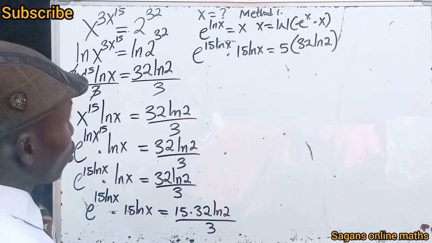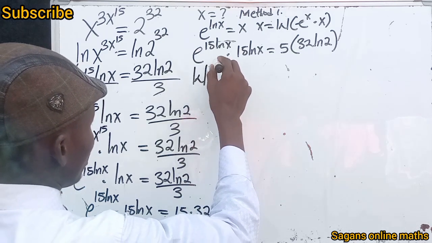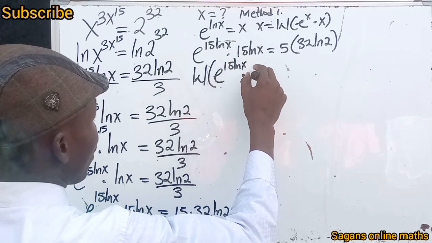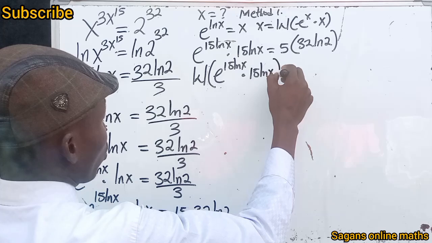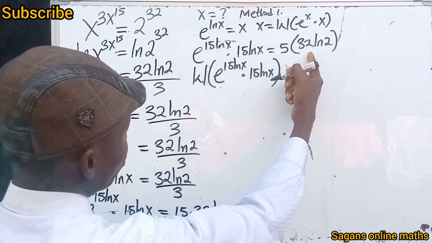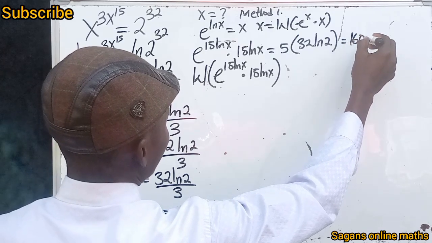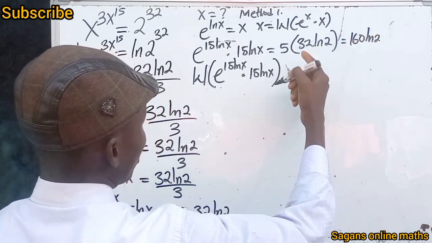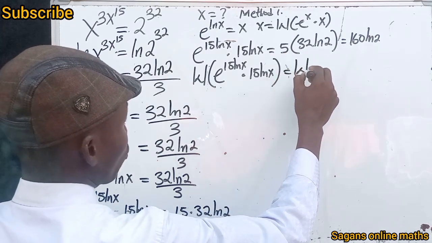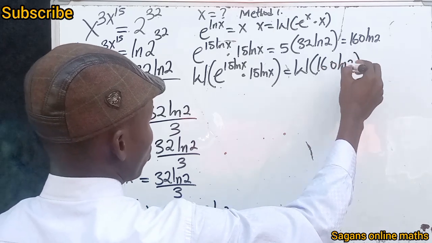Now we can take the Lambert-W function of both sides. So the Lambert-W function of e raised to the power of 15 ln x, multiplied by 15 ln x. Before we take the Lambert-W of our left-hand side, let's multiply. This time this is equal to 160 ln 2, because 5 times 32 is 160. So that means this will be equal to the Lambert-W function of 160 ln 2.